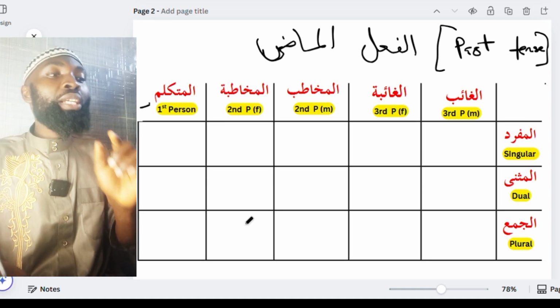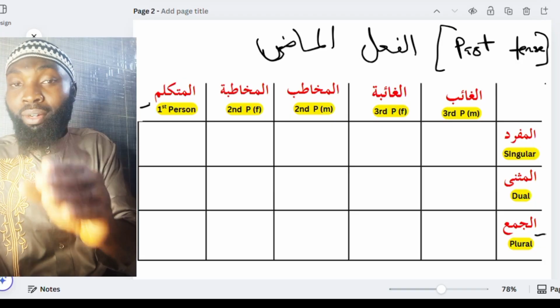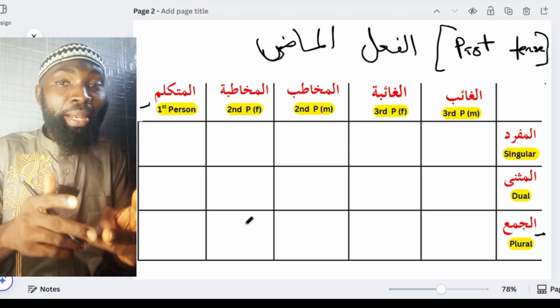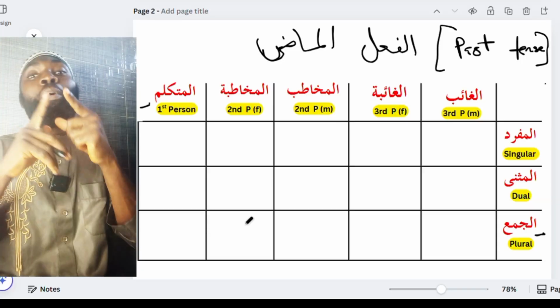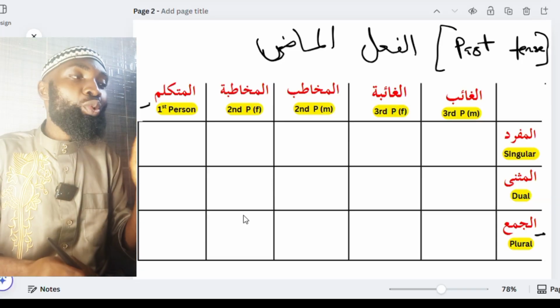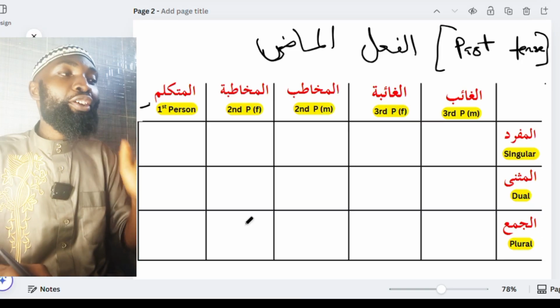Then the next we would have al-jam', which is the plural verbs. How do we form the plural verbs for the third person male, third person female, second person male, second person female, and even the first person? All these we shall learn, so stay focused.